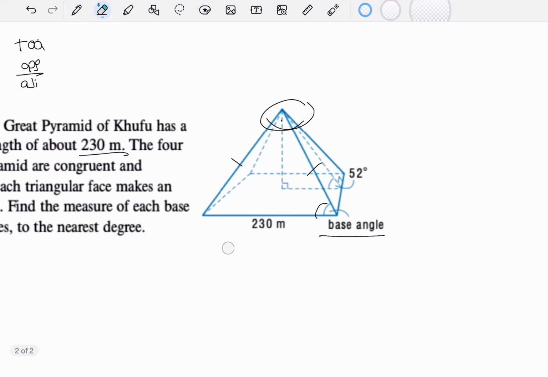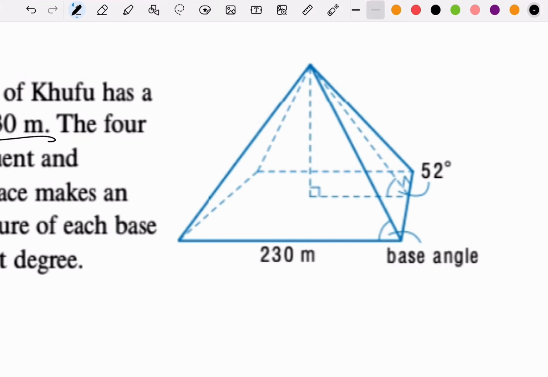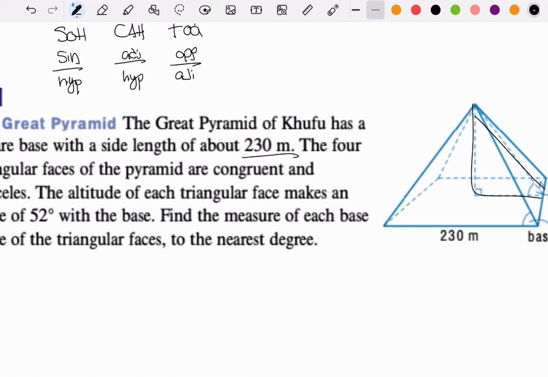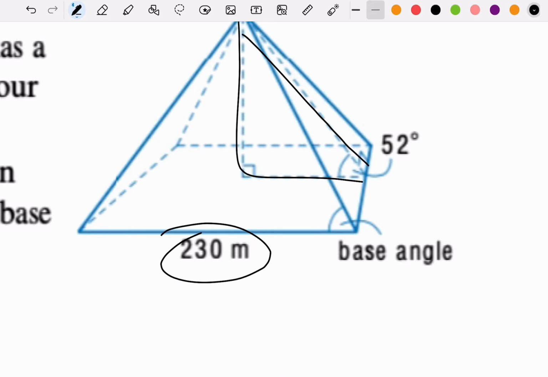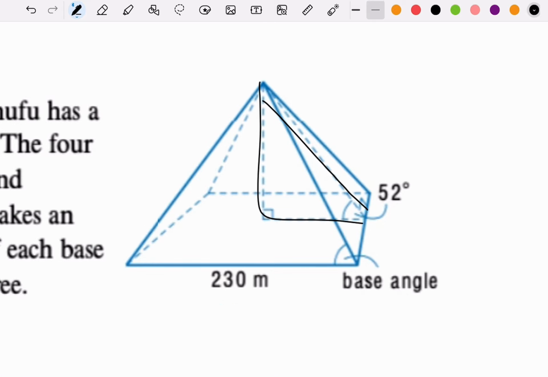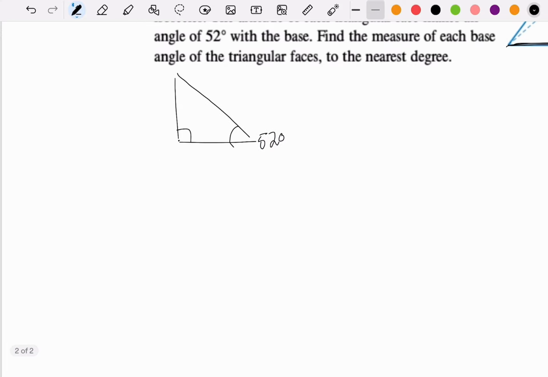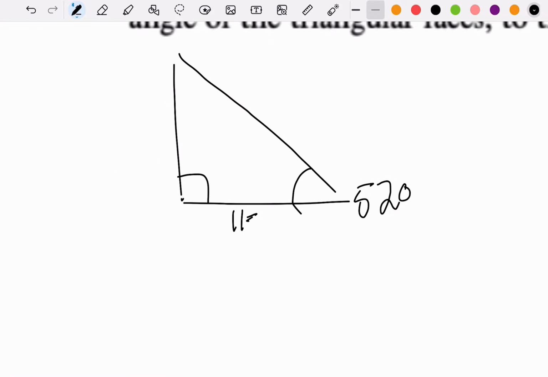Alright, so we can first off start with our given information, which is this right angle triangle in the middle of the prism. So you can draw it, so it's a right angle, and then we have the 52 degrees. And then since we have 230 meters of the base as a side length for the base, we can say that this is 115 since it's coming in halfway. So we'll just write that, 115.